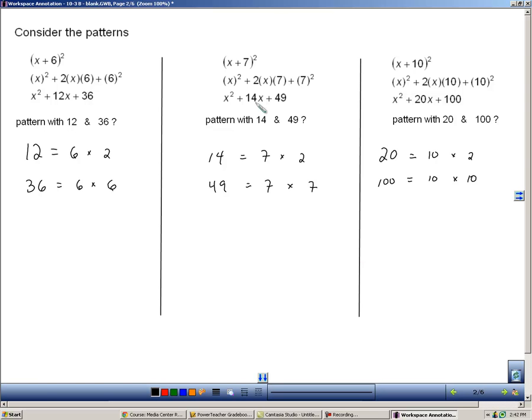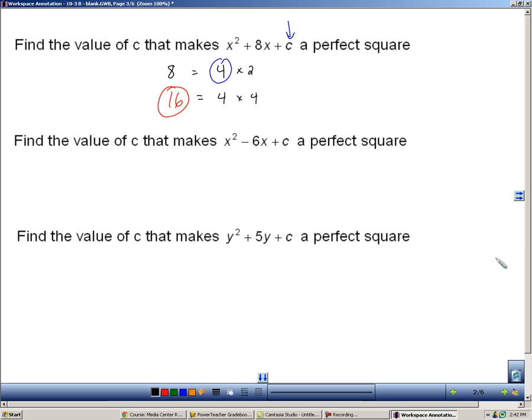Remember, the pattern is 2 times the 7 is 14, and 7 times 7 is 49. 2 times 10 is 20, 10 times 10 is 100. 2 times 4 is 8, 4 times 4 is 16. So that's the pattern we're looking for.